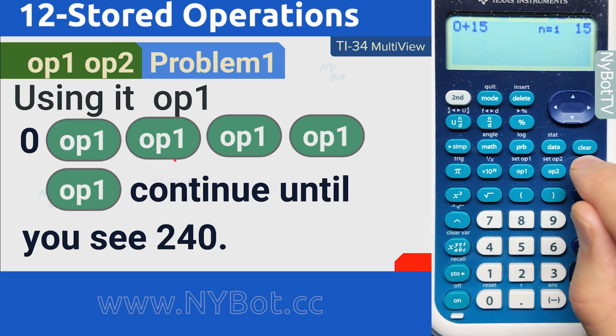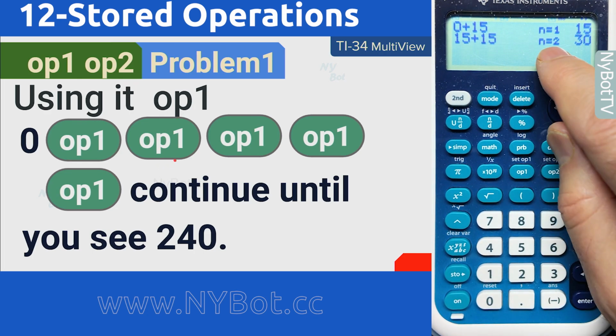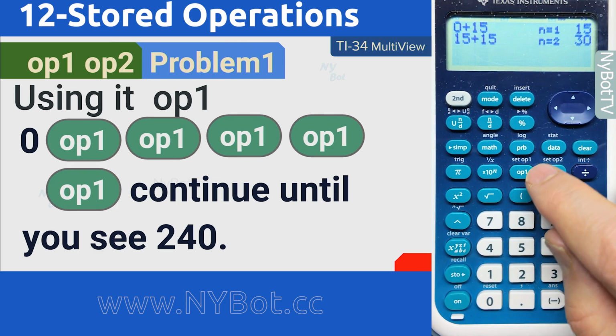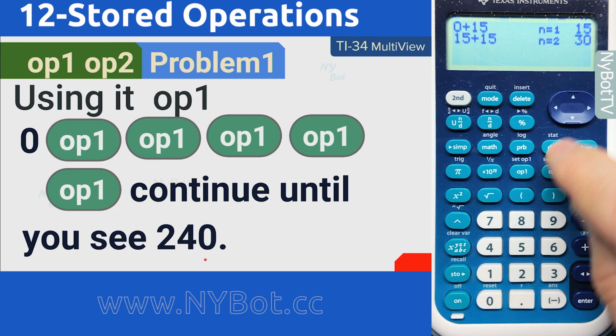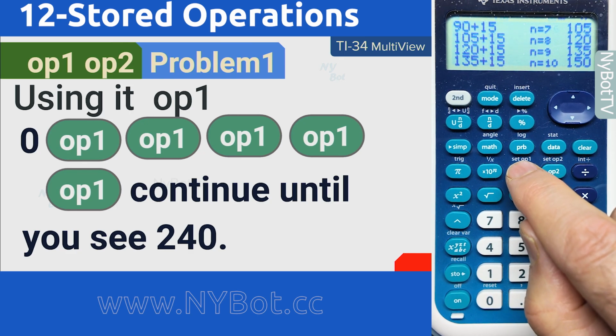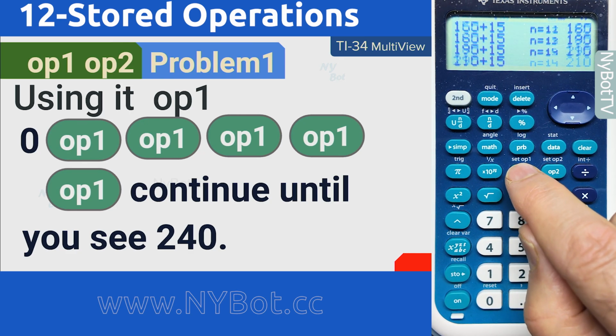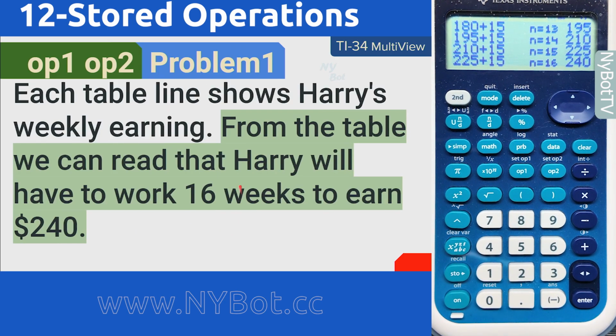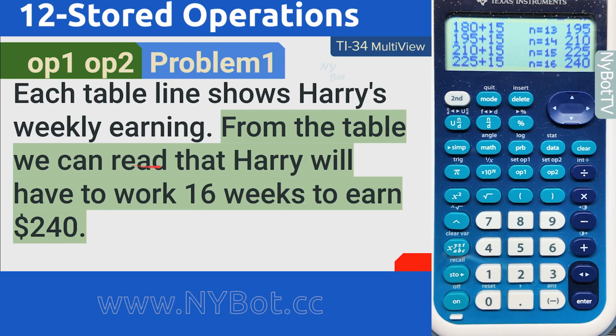So if I press OP1 again, it shows N2. In the second week he will earn 30. We will press this OP1 until we see 240 here. So I'm not worried about counting because it's counting for me. 150, 165, 180, 195, 210, 225, 240. So in 16 weeks, each table line shows Harry's weekly earnings as it grows. From the table we can read that Harry will have to work 16 weeks to earn $240.